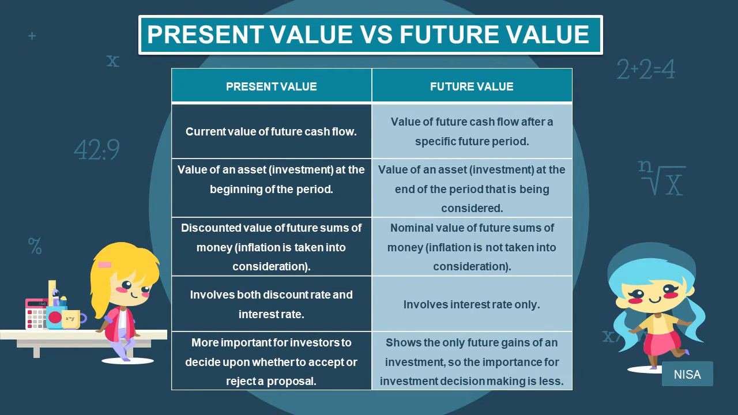Next, for the discussion, we do a comparison between the present value and the future value. First, current value of future cash flow. Present value is the value of an asset investment at the beginning of the period. Discounted value of future sums of money, which means inflation is taken into consideration. It involves both discount rate and interest rate, and it is more important for investors to decide whether to accept or reject a proposal.